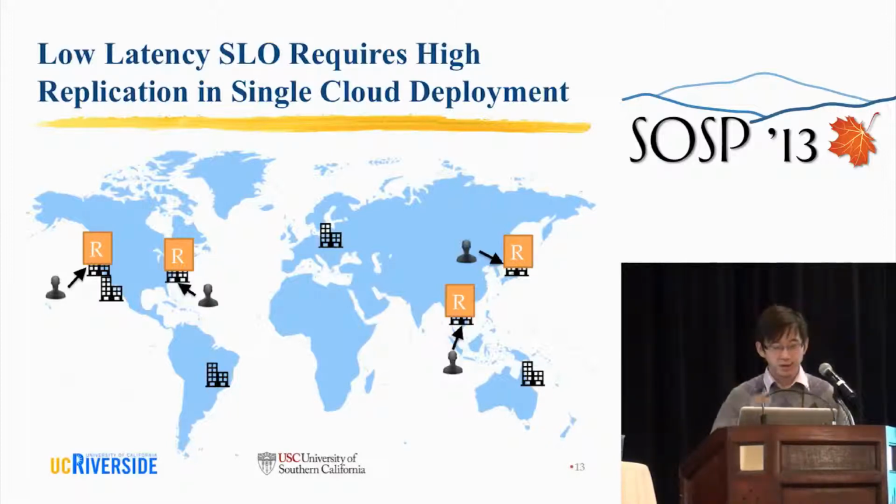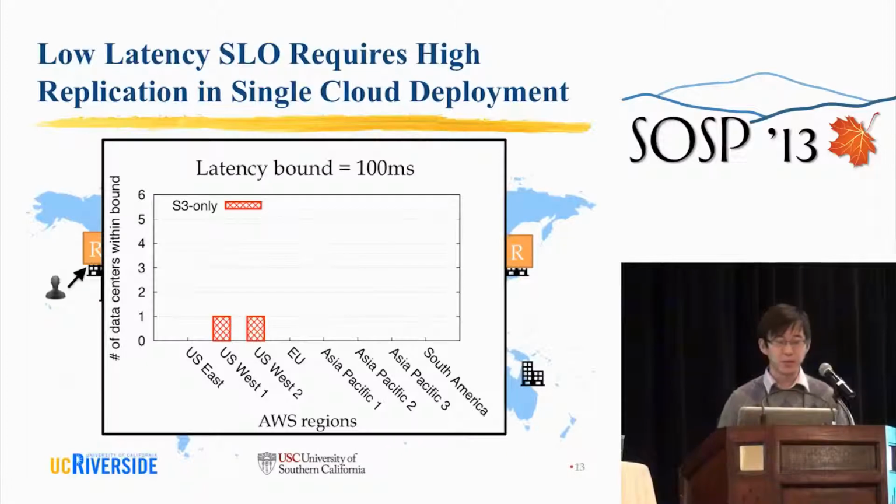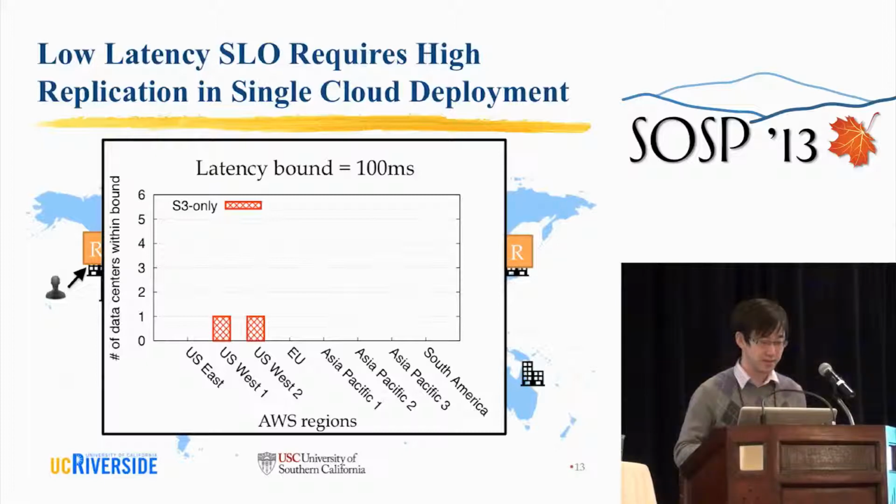Let me show you a measurement we did on Amazon data centers. In this measurement, we want to see, for each data center, how many other data centers can be reached within a certain latency bound. In this graph, each bar indicates one Amazon data center, and the y-axis is the number of data centers within a certain latency bound. The latency bound we choose here is 100 milliseconds.